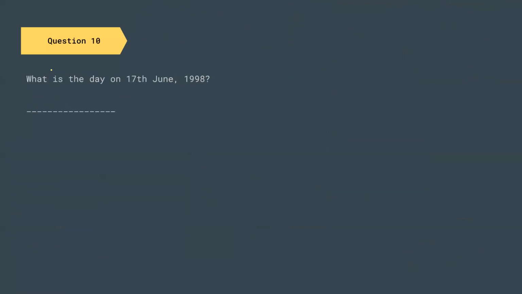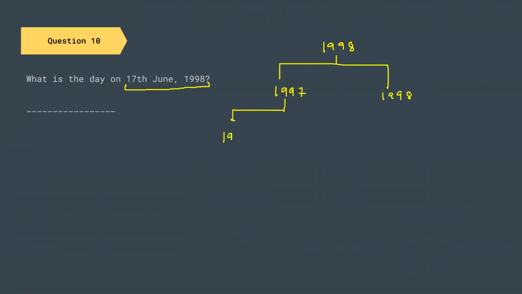So we have another question. We can check out this question. What is the day on 17th June 1998? 1998 can again be written as 1997 and 1998. 1997 can be written as 1900 and 97. So 1900 gives us 1 odd day. For 97, we can think how many leap years we can have.